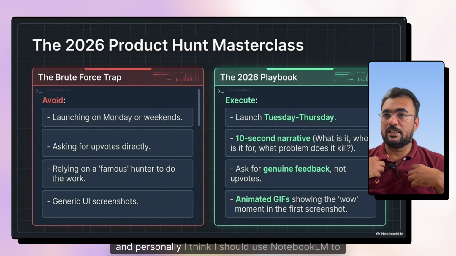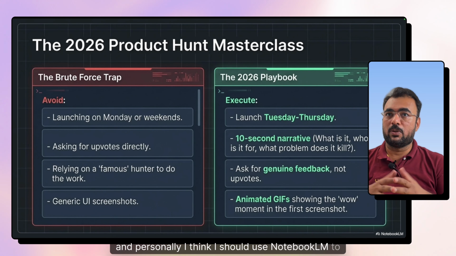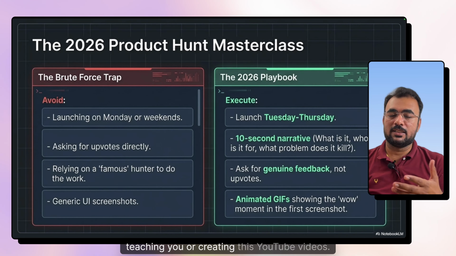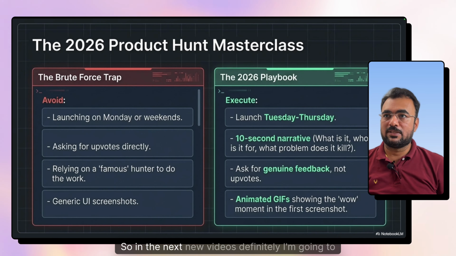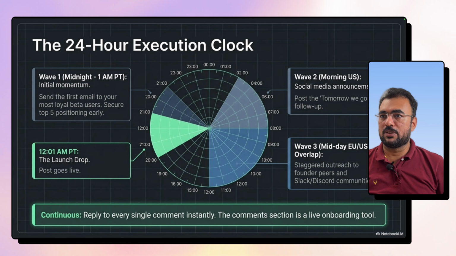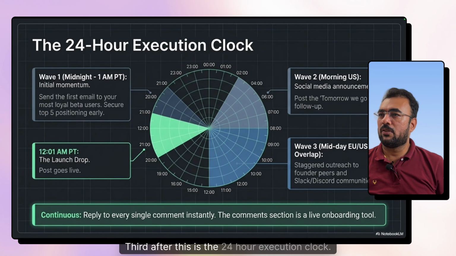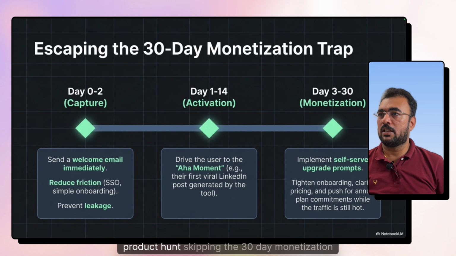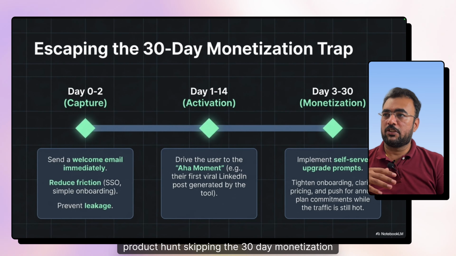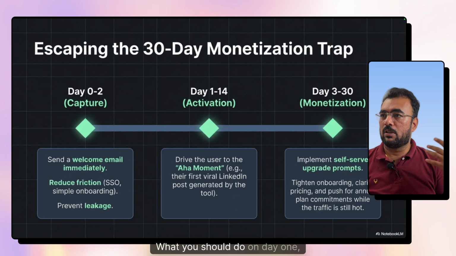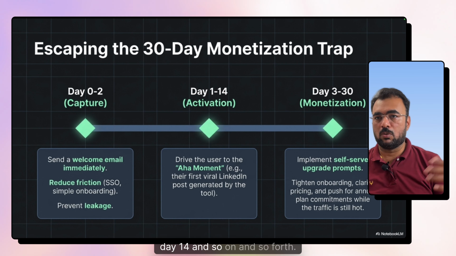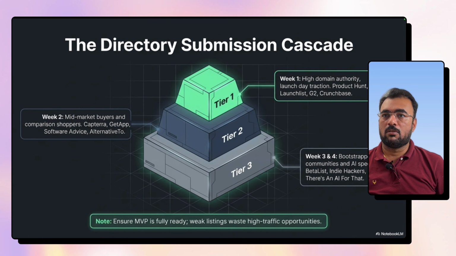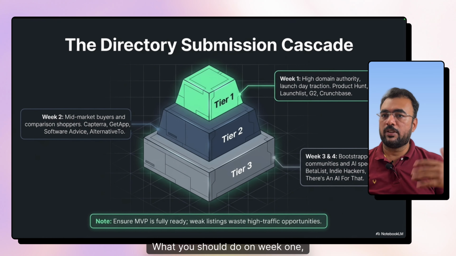Also, you should look at the kind of visuals over here. And personally, I think I should use NotebookLM to create slides when I'm teaching you or creating these YouTube videos. So in the next new videos, definitely I'm going to use it. After this is the 24-hour execution clock, what you should do and when you should launch on Product Hunt. Skipping the 30-day monetization trap, what you should do on day 1, day 14, and so on and so forth. Then you have the narrative submission cascade, what you should do on week 1, week 2, week 3.